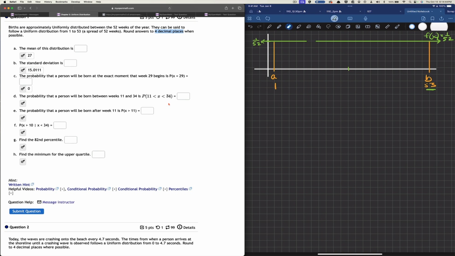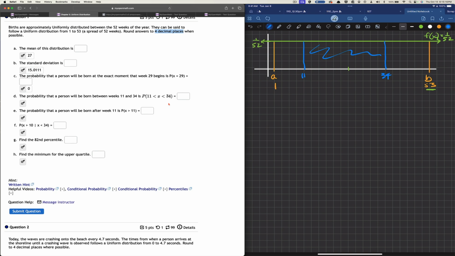The probability that a person is born between weeks 11 and 34. So between weeks 11, let's use blue, 11, where's 11 going to be? Maybe here-ish. And 34? Maybe here-ish. So we're talking about this area. So 11 to 34. So again, we are just calculating the area of a rectangle.